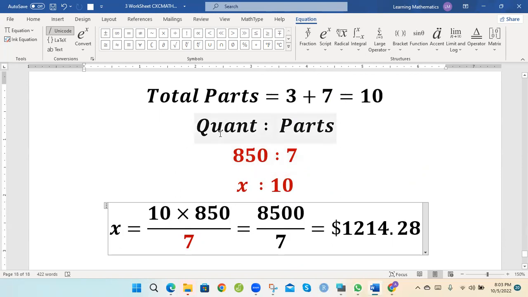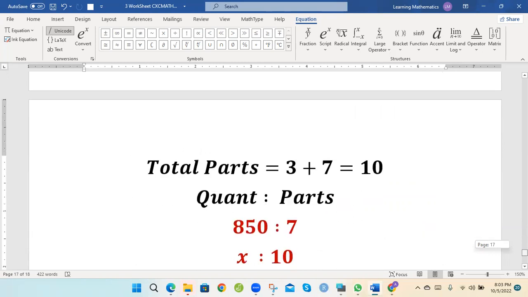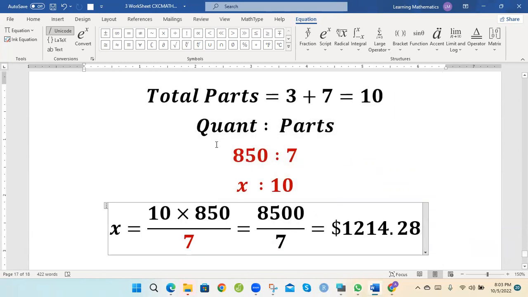So you have quantity to parts, 850 to 7, because they told us the larger part received 850, so we can relate 850 to 7 and make a ratio with 2 numbers. We don't have the total quantity, but we have the total parts, so we can make a ratio with a letter and a number. And then we use that to cross multiply and divide. We always divide by the number diagonally away from the letter. So we have to divide by 7. So 850 times 10 divided by 7, that's 8,500 divided by 7, and we get 1214.28.